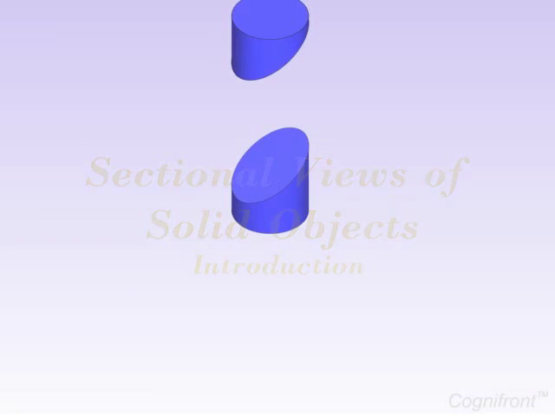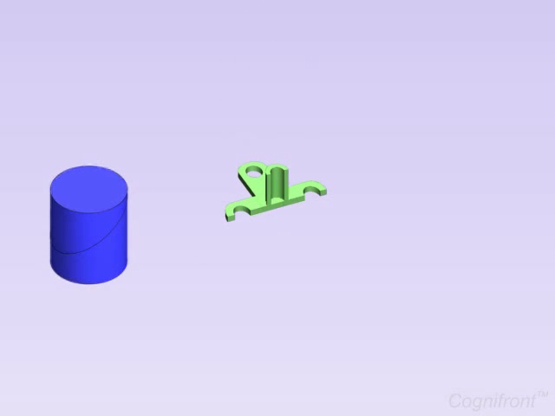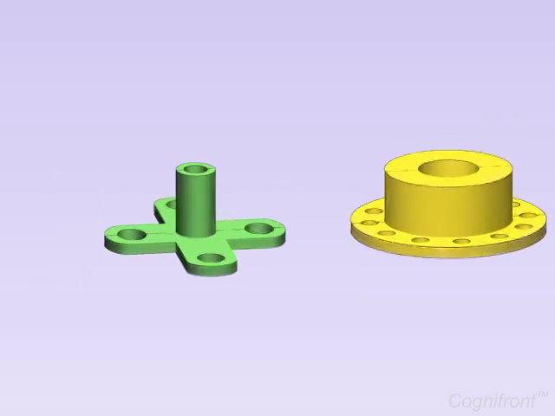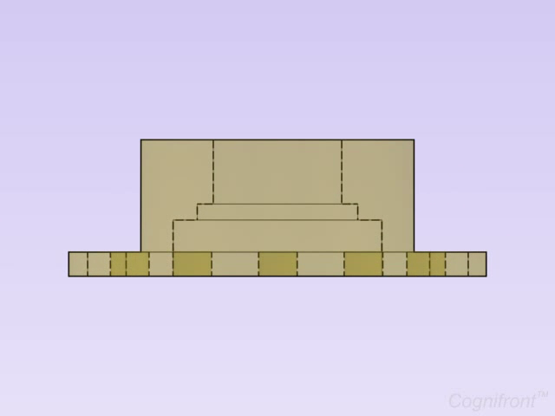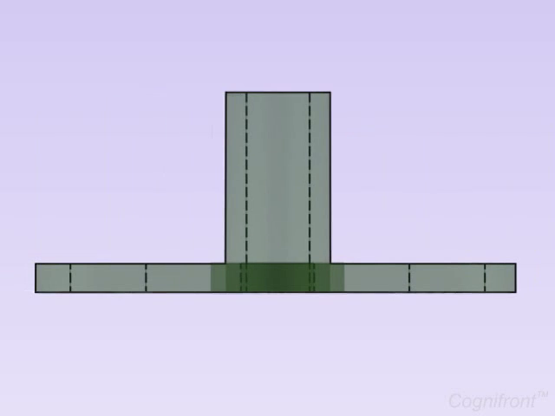We are going to learn the sectional views of solids. As we have discussed, in orthogonal views, hidden details of the object are represented by dashed lines. But for a complex solid object, it makes the view more complicated and difficult to interpret.